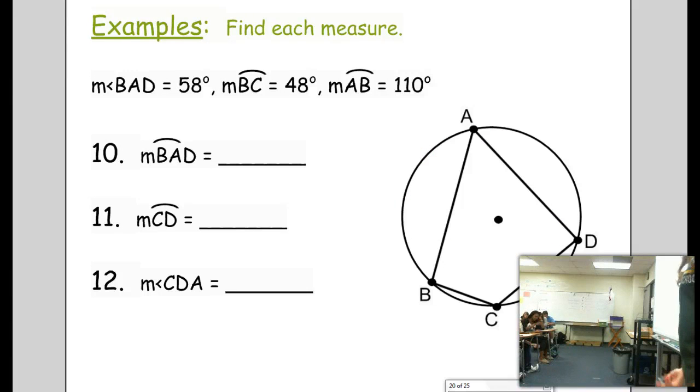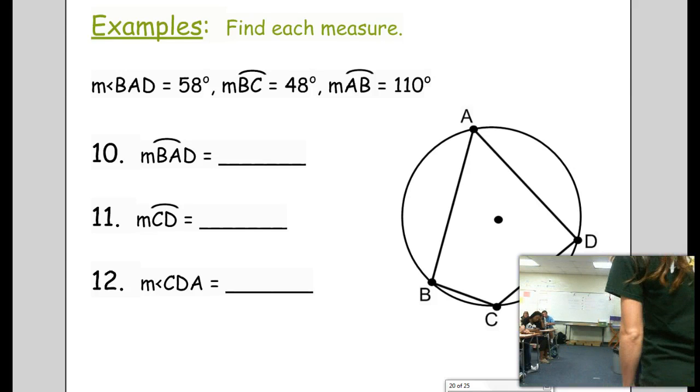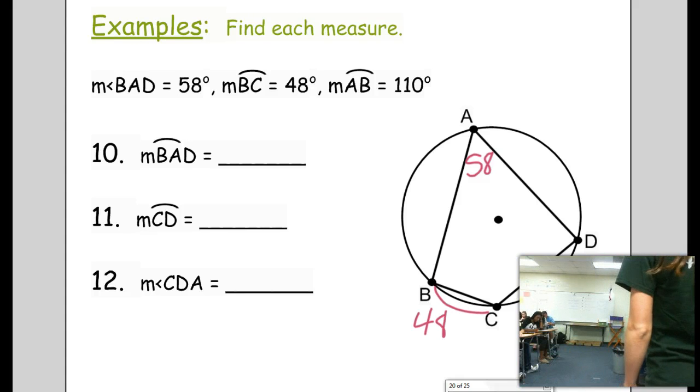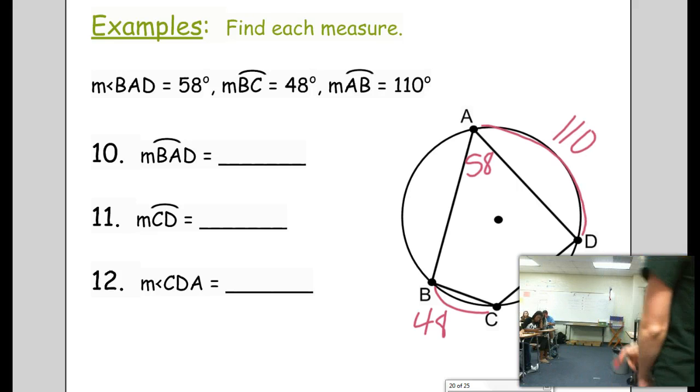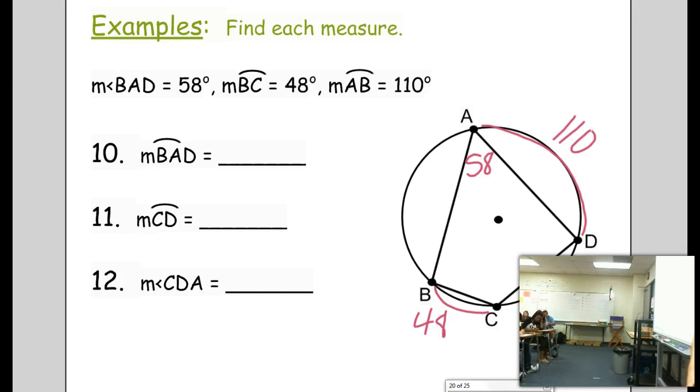Almost done. We have to practice all of our theorems. Angle BAD is 58. And arc BC is 48. And arc AB is 110. I don't like this one much. But we have a theorem about it. Because if a quadrilateral is in a circle, opposite angles are supplementary.